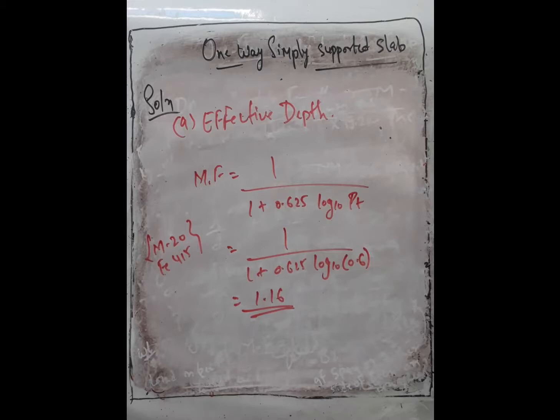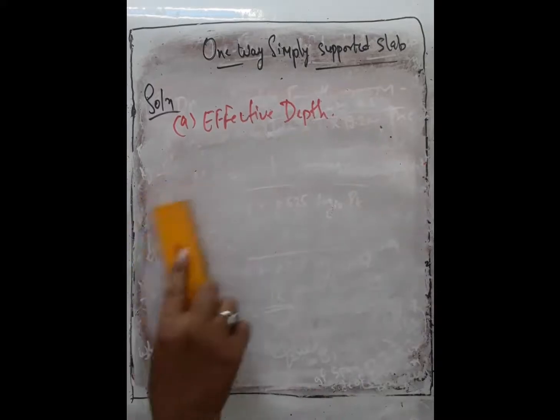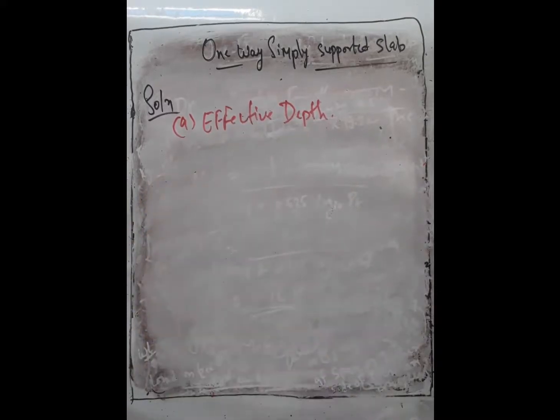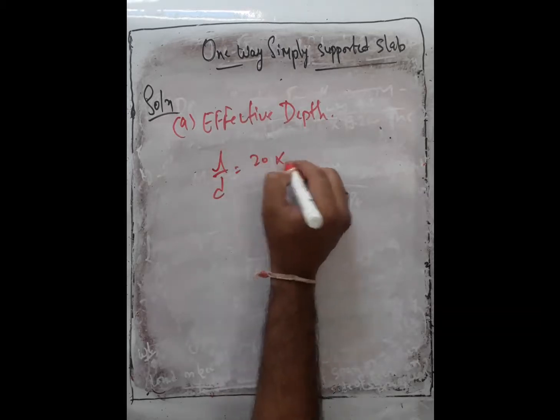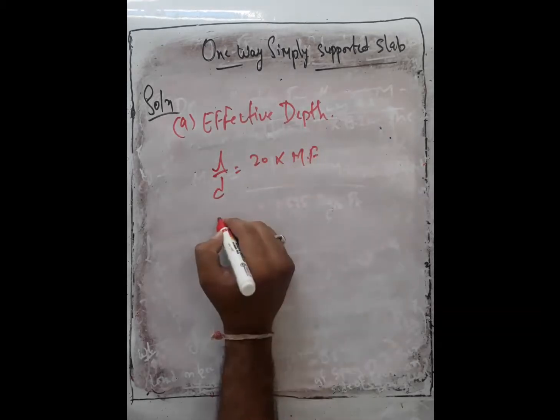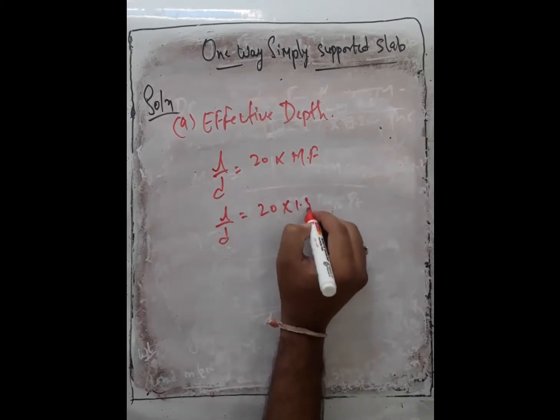After solving this equation we get 1.16 as the modification factor, and in our previous part we got 1.15. Here we use modification factor 1.15 because we took it directly from our figure. So the L by D ratio is equal to 20 into the modification factor. So L by D is equal to 20 into 1.15.